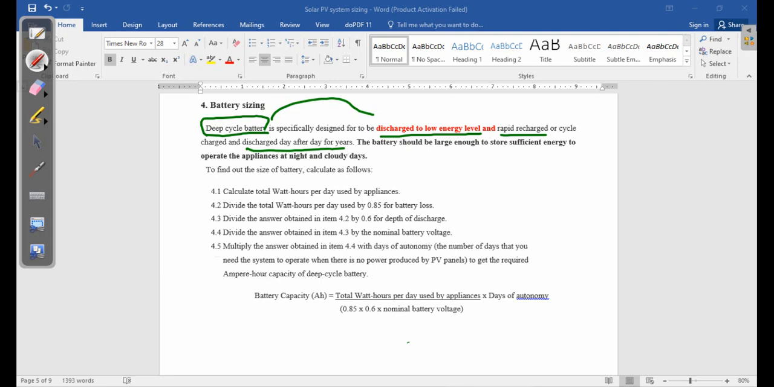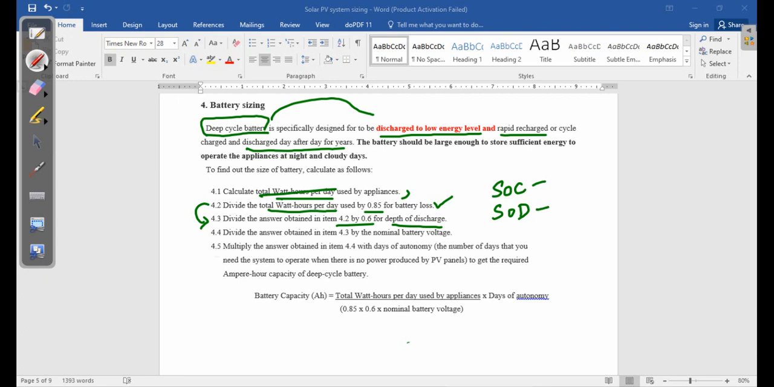So while considering the battery for the PV panel, what are the things I have to consider? One is the total watt hour per day we are using in the appliances, and the next, the total watt hour per day has to be divided by 0.85. It is the standard rating to calculate the battery. And again, the value we arrive at, we have to divide by 0.6. The 0.6 represents the depth of discharge. Normally we can say state of charge, state of discharge. State of charge means that it is used to charge the battery.